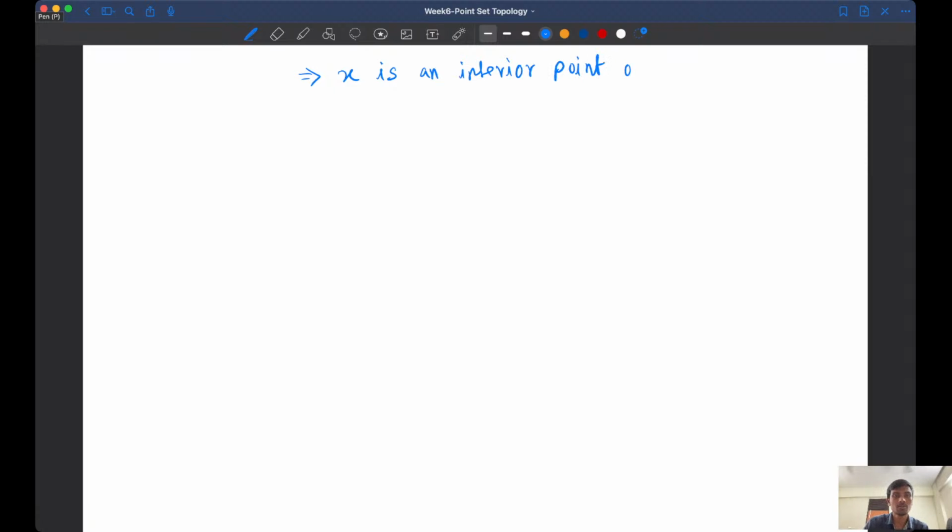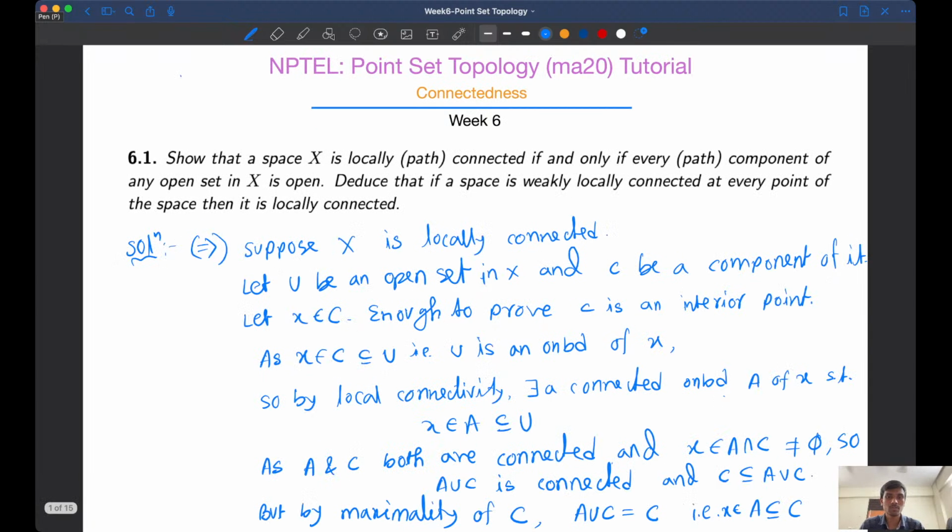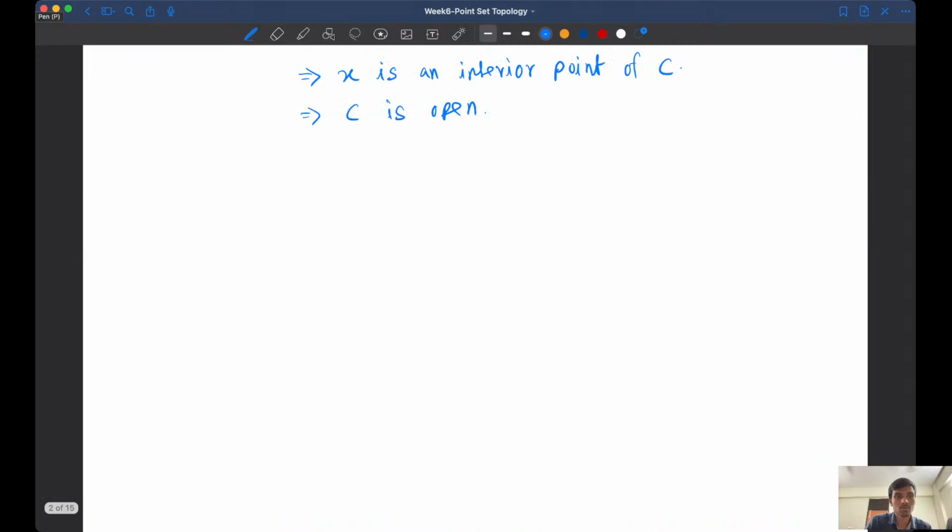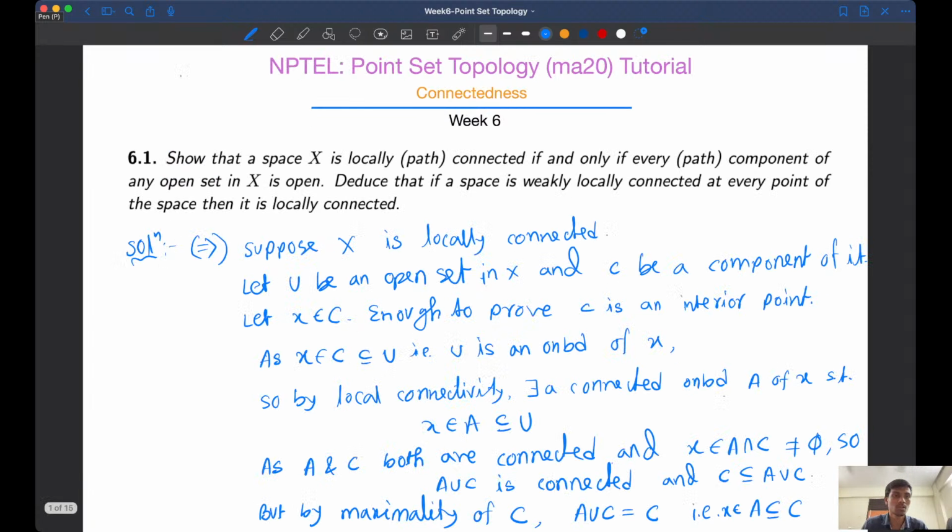As X is arbitrary, this implies C is open. So this completes the forward part. I just took any arbitrary open set and a component of that, which I showed is open, so the forward part is complete. So for the converse, let's say every component of any open set in X is open, so I have to prove that X is locally connected, right?